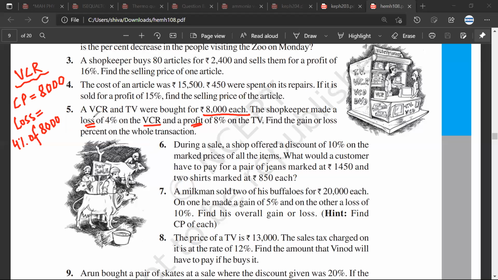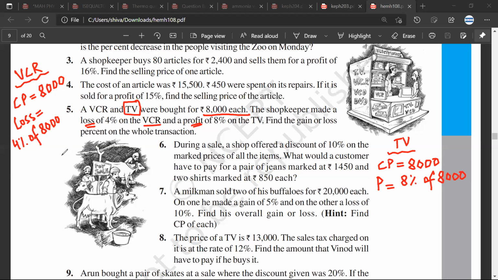So on the VCR, he has made a loss. And for the TV, the cost price is again 8,000. But on this, he makes a profit of 8%, again on the cost price. Satya, is it correct? Yes, sir.